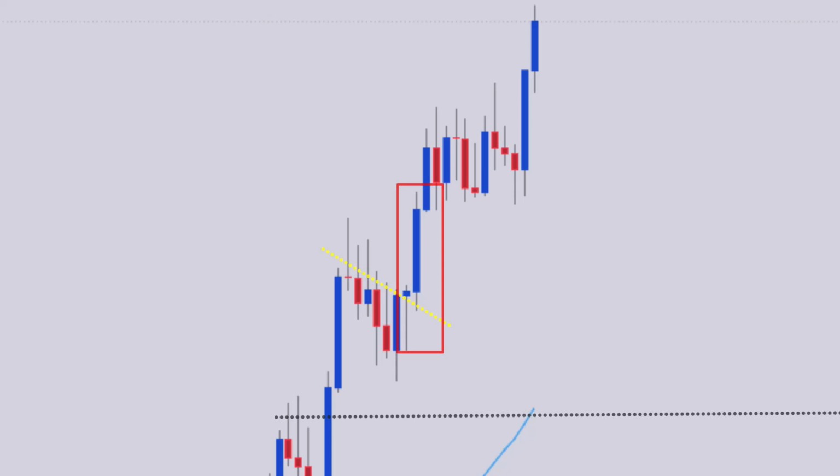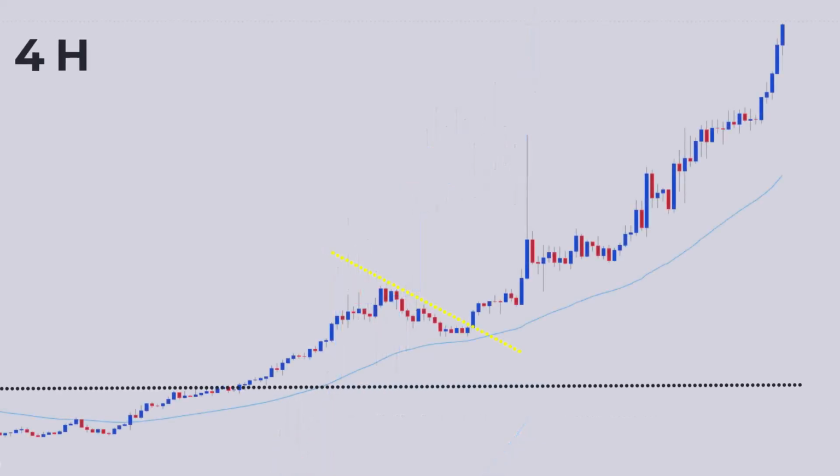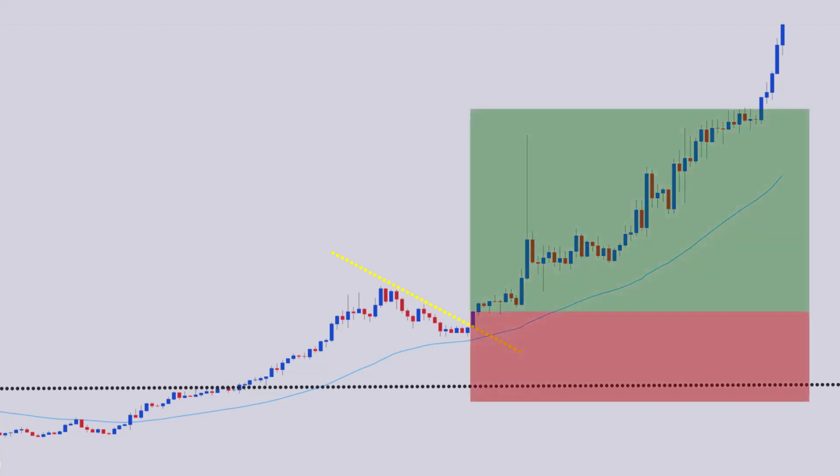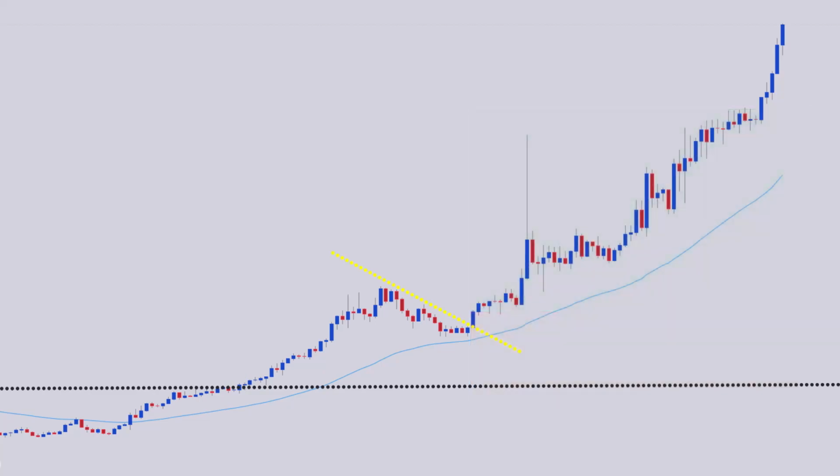For a tighter entry, you can go to the 4H time frame. You'll get a more granular look and can potentially enter at the trend line break here. It's essential to have these layers of confirmation before entering. You need both long and short traders to react for momentum.